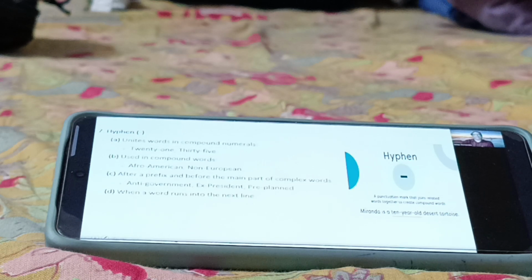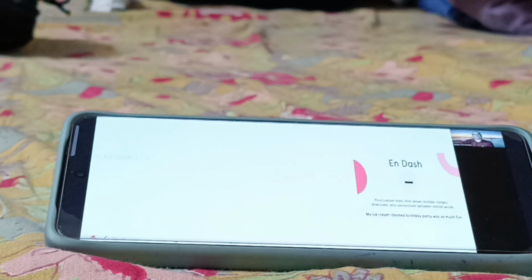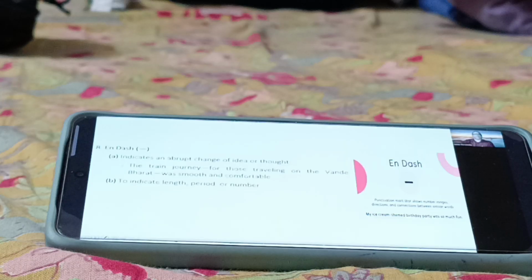When a word runs into the next line: Draupadi was a very brave and intelligent woman. En dash, a longer form of a hyphen. So any abrupt change of idea or thought, sudden drastic change, you use the en dash. The train journey, en dash, for those traveling on the Vande Bharat, was smooth and comfortable. So a break, you're changing thoughts. To indicate length, period, or number: from page 90 to 91. Pages 34 to 48. So using the en dash.